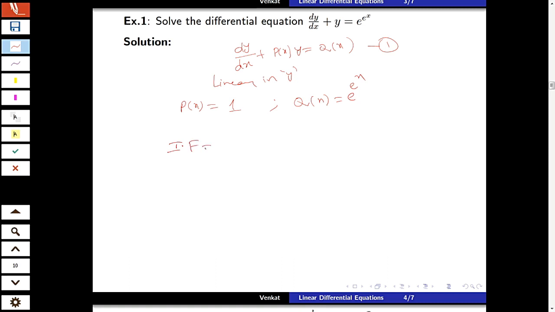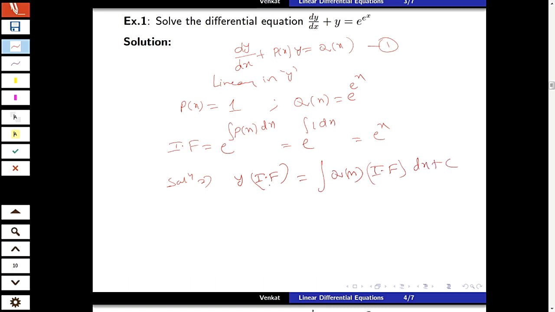The integrating factor is e power integral p of x dx. Here the integration of dx is x, so the integrating factor is e power x. We multiply, and the solution is y into integrating factor equals the integration of q of x into the integrating factor, the e power x factor.